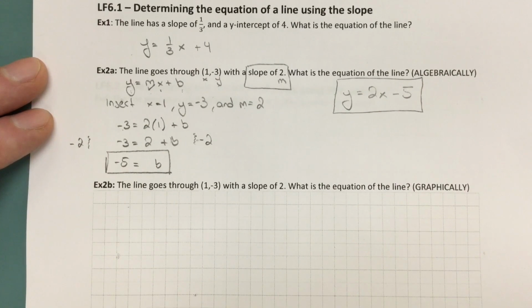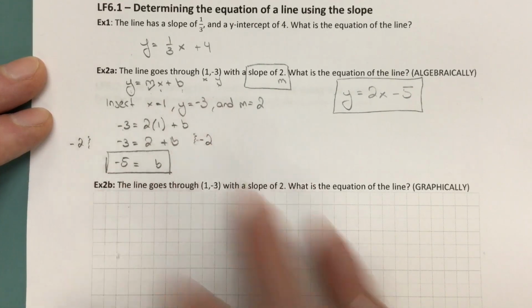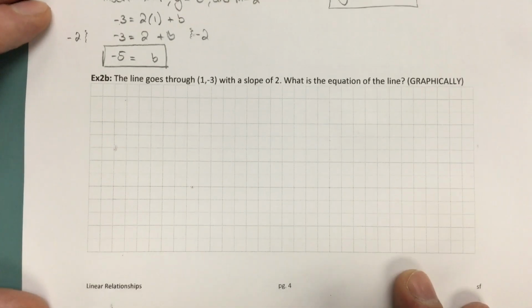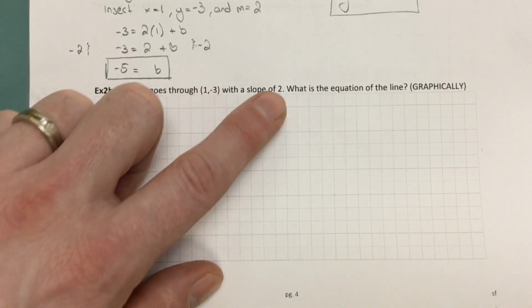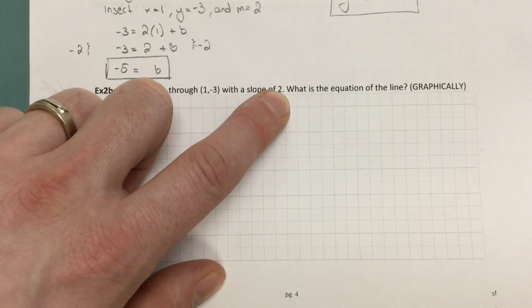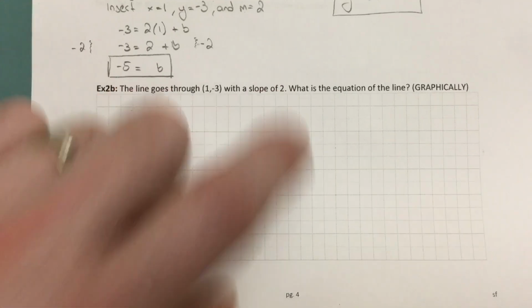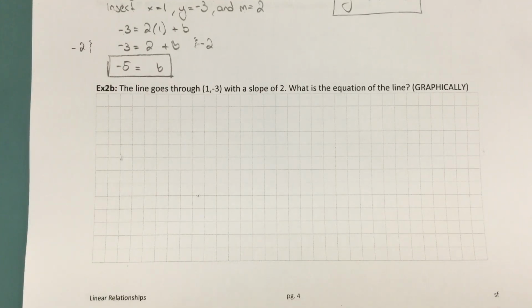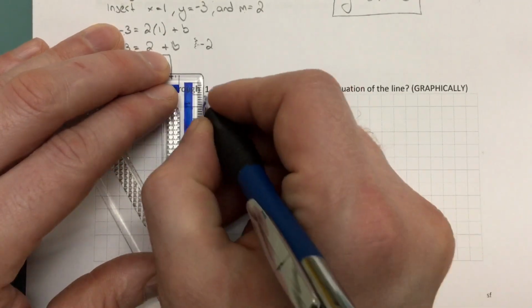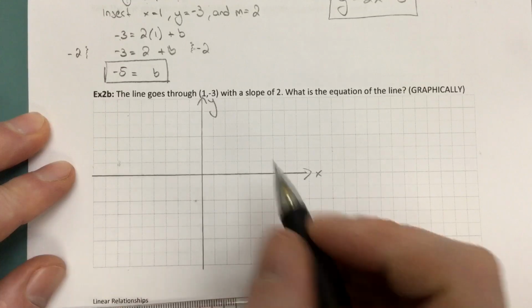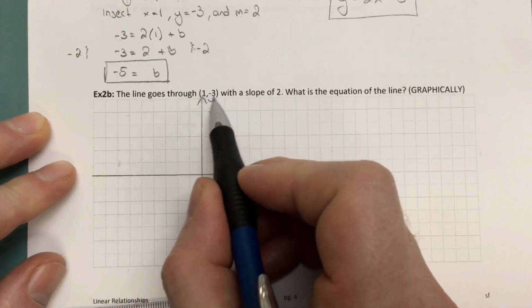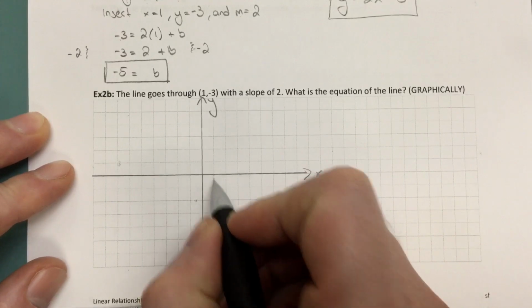Now you can do this graphically as well, and you will have to be able to do both, graphically and algebraically. To do this graphically, we will plot the point, and using the slope we will get to our next points. So let me start by drawing the graph first. Here's our Cartesian plane. We'll start by putting the point in, 1 comma negative 3, and that is right here.